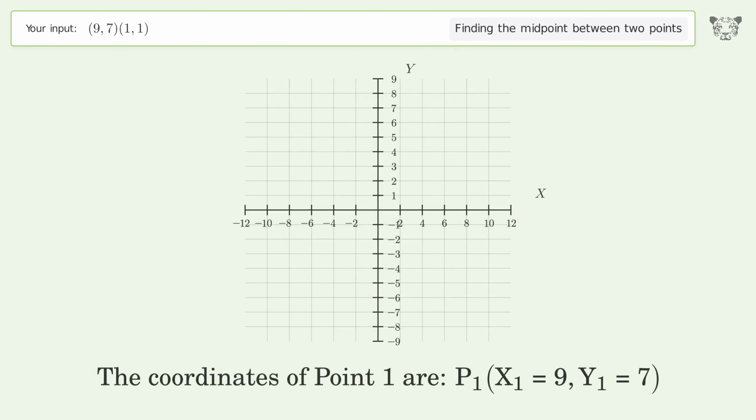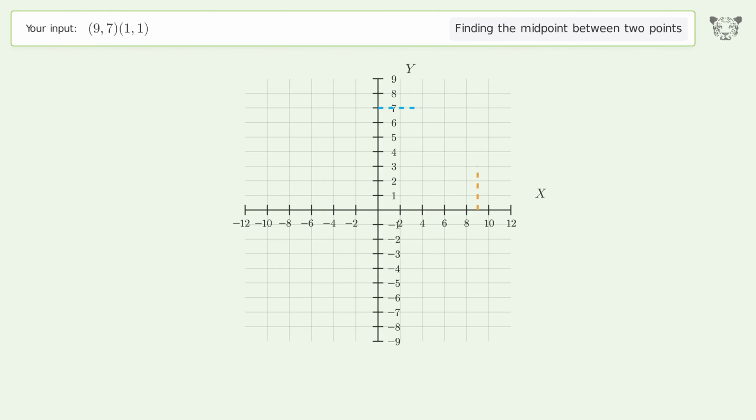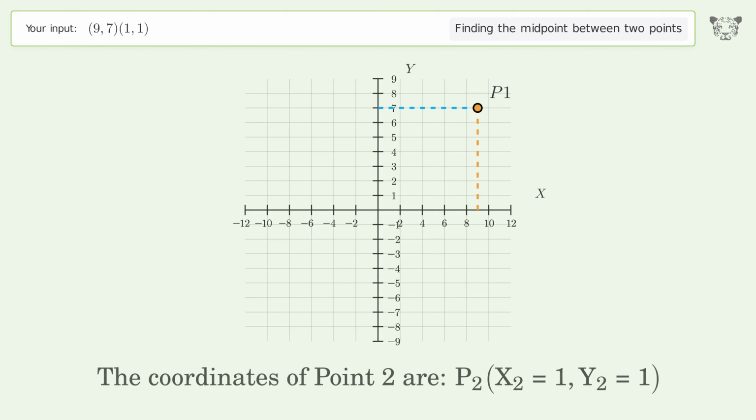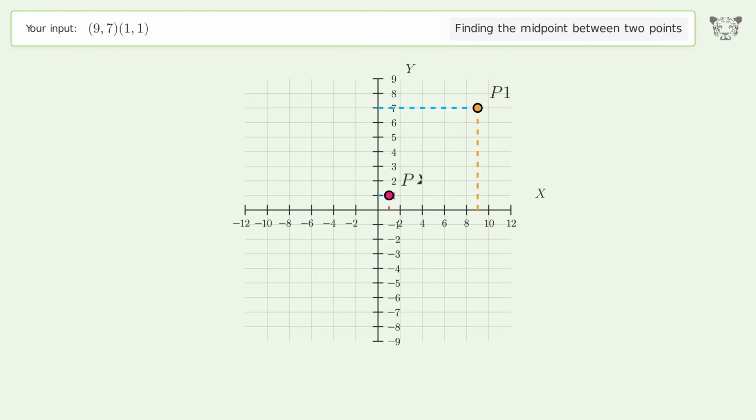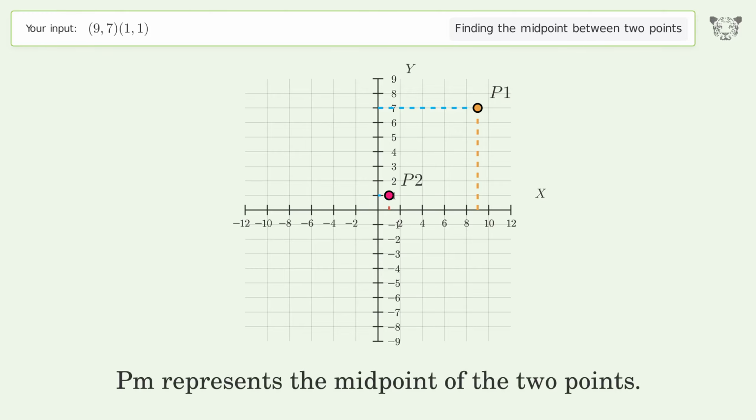The coordinates of point 1 are x1 equals 9, y1 equals 7. The coordinates of point 2 are x2 equals 1, y2 equals 1. PM represents the midpoint of the 2 points.